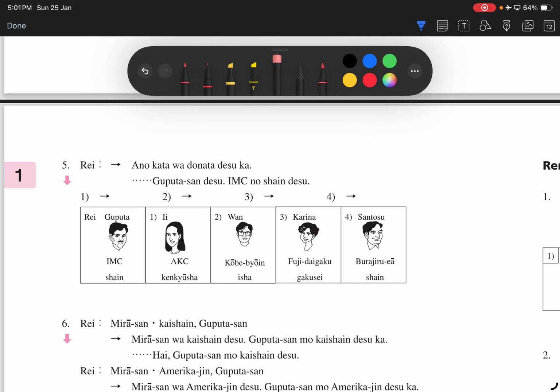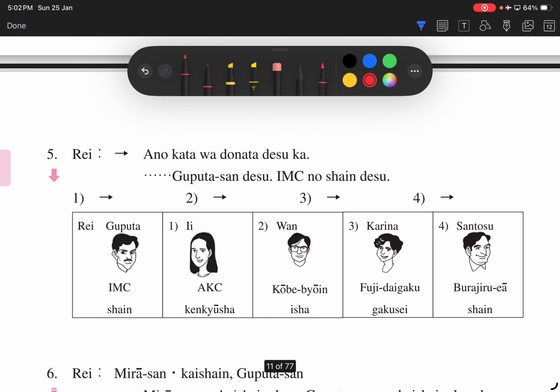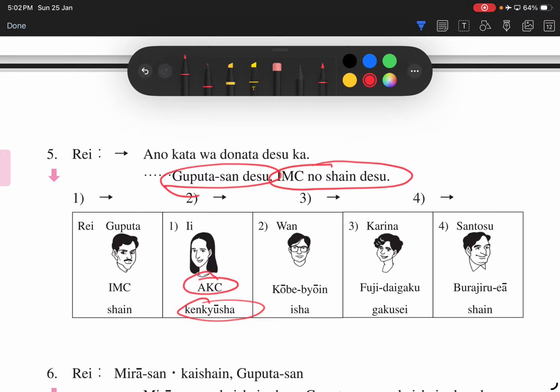Okay, you can see number 5, あの方はどなたですか? Right, that person is who? Gupta san desu. For this one, I need you to reply with the person's name, Gupta san desu, then their position, IMC no shain desu. That means the company and the position. So I need to reply in this format. Practice writing how to reply in this format.